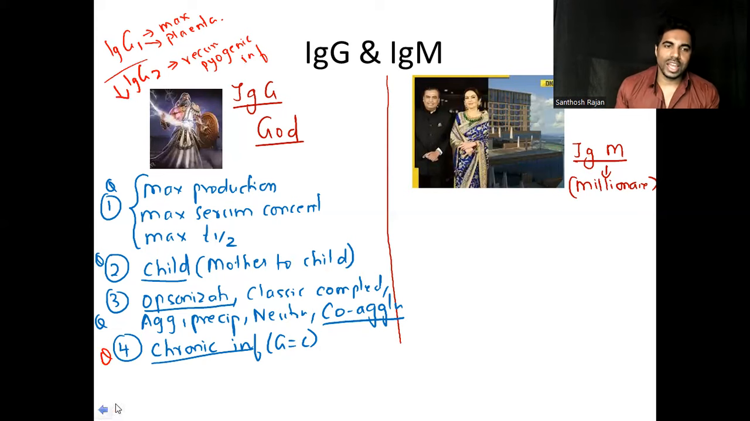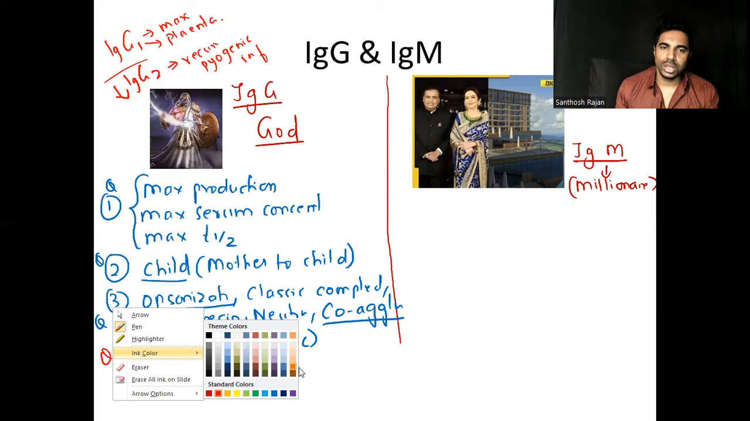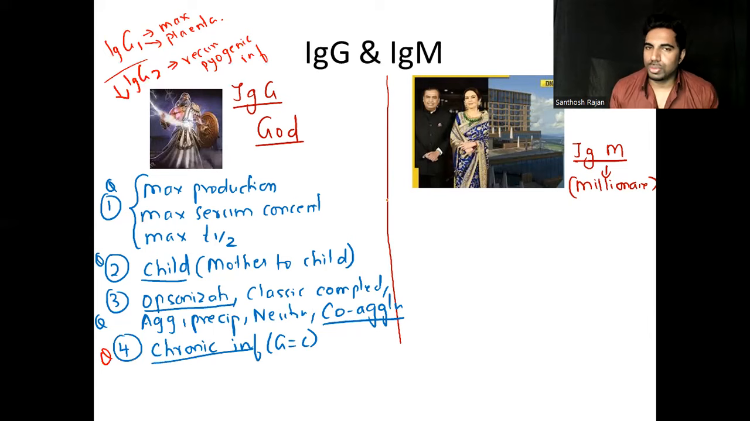IgM. What about IgM? IgM has unique properties. We'll talk about that now. IgM is millionaires, as I already told, rich people. One thing about rich people: they are pentamers. If you give them 5 rupees, they will make it 10 rupees. So valency is 10. That is a big number. That is one thing for IgM.